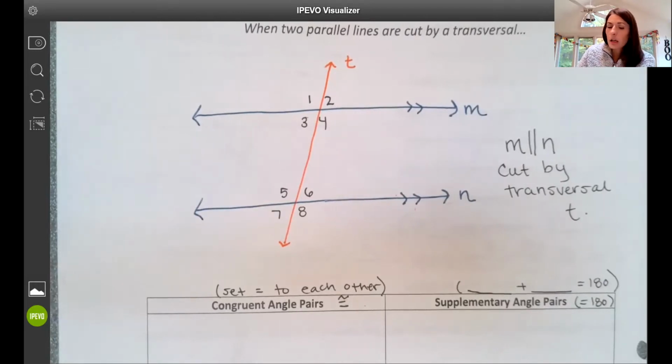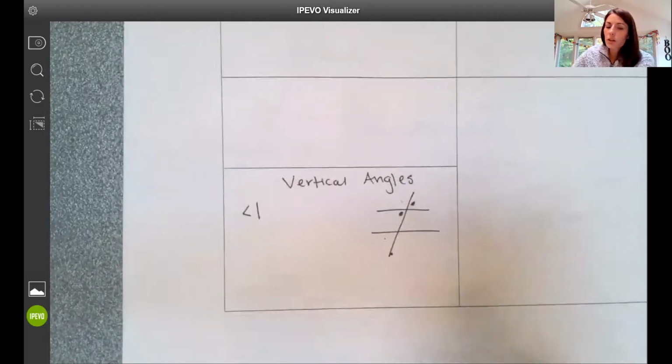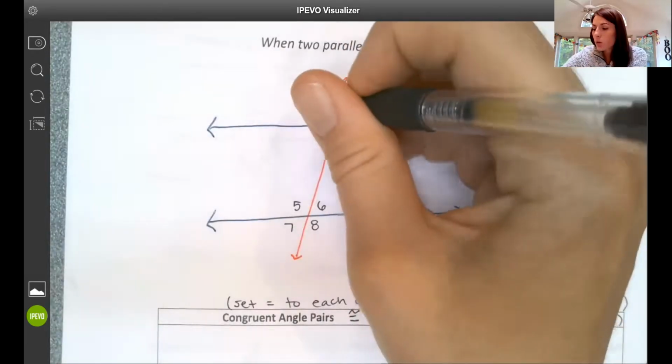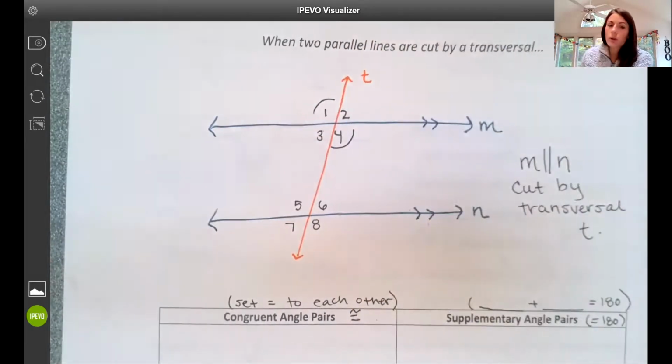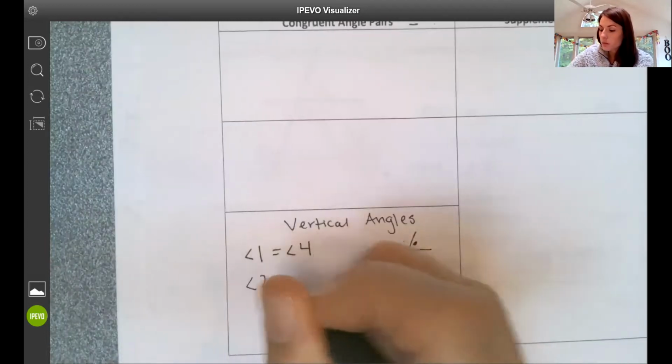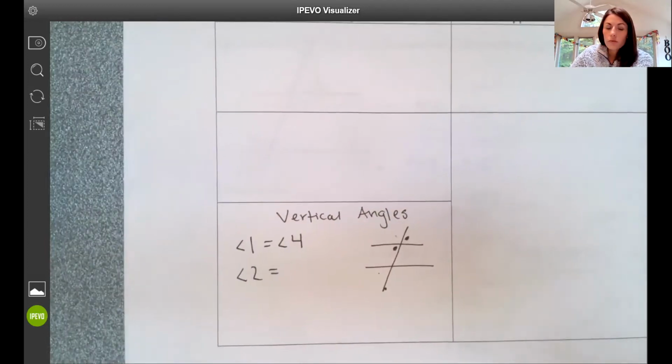Angle 4, yeah. So in terms of equations, I know that angle 1 is equal to angle 4. And I'm going to mark that in my diagram, that 1 is equal to 4. What would angle 2 be equal to? Angle 3.